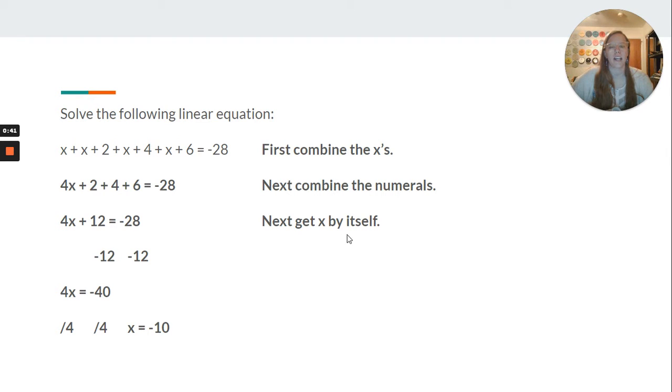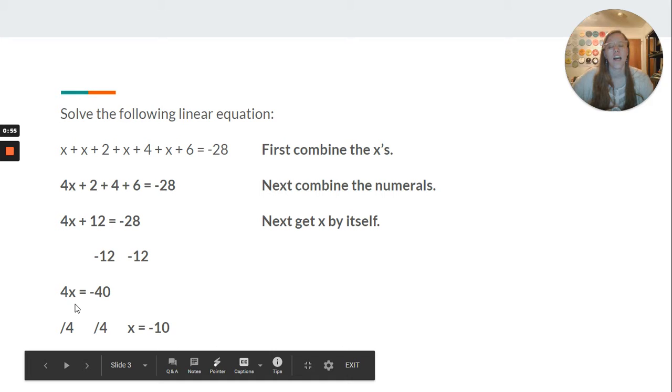Next, our goal is to get x by itself. So first we subtract 12. So first you always either add or subtract whatever the numeral is. So then negative 28 minus 12 is negative 40. Then we divide by 4. So we get x equals negative 10. And you could go back and check that.